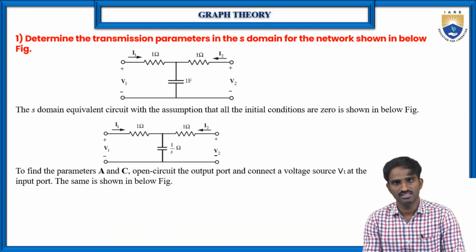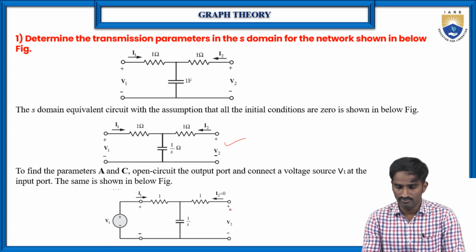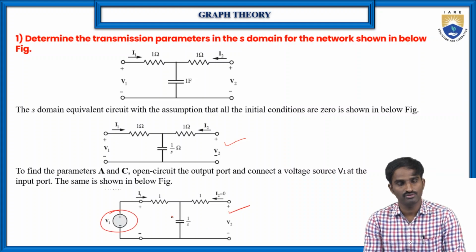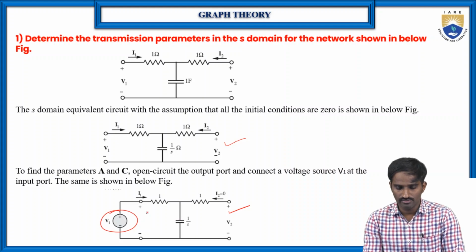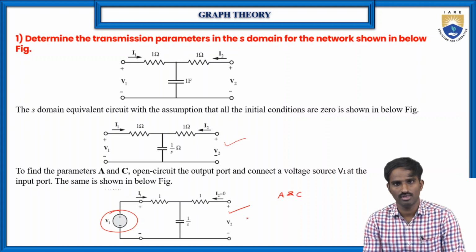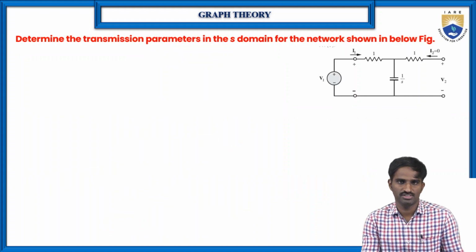To find A and C parameters, we make the secondary terminals an open circuit and connect a voltage source V1 to the primary side, so that the circuit becomes like this. Here we have the open circuit at the output terminals and the voltage source V1 at the input terminals. Now, using this circuit, we are going to find the A and C parameters of the transmission parameters. Then, what is A and what is C?